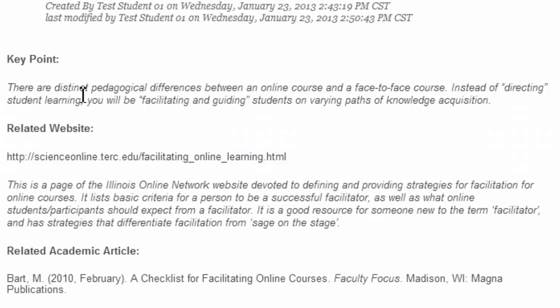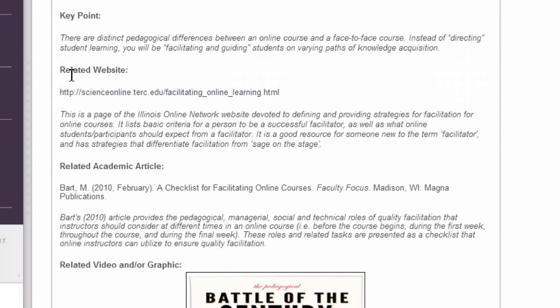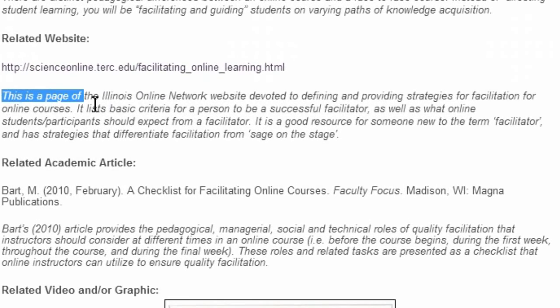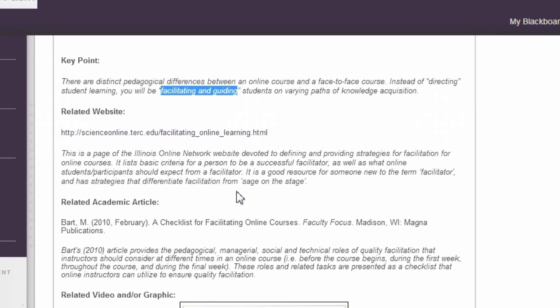So after you have the takeaway idea, you'll notice that the next required thing is a related and annotated website. So here, this website, Science Online at terc.edu, is the website, and here's the annotation. So this is a page of the Illinois Online Network website devoted to defining and providing strategies for facilitation of online courses. Again, this facilitation piece is what goes back to your key point. So all of this needs to be tied into the key point.